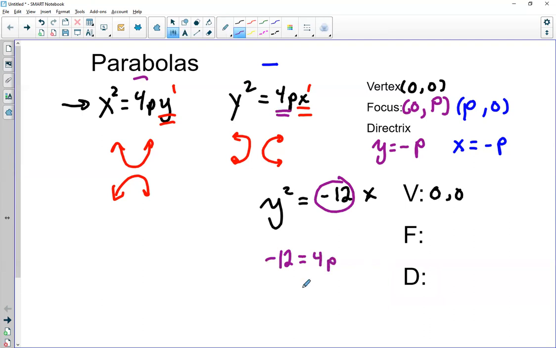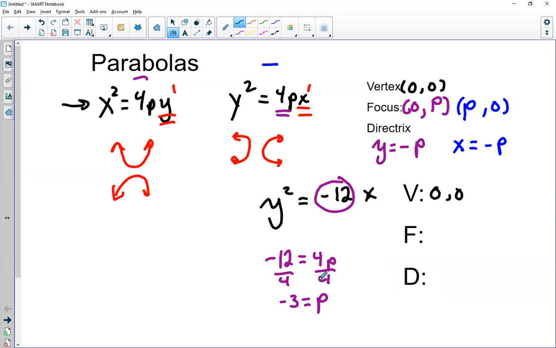So we need to figure out what p is, which is divided by 4 on both sides. So your p value is negative 3. You would also have to graph it, but you'll have a grid line, so you could just put all the dots there.